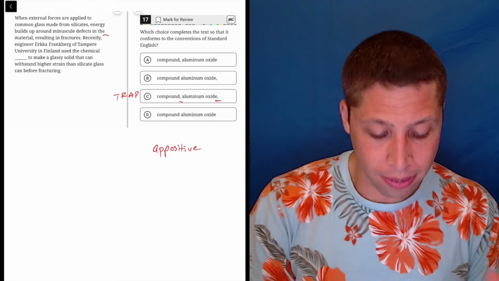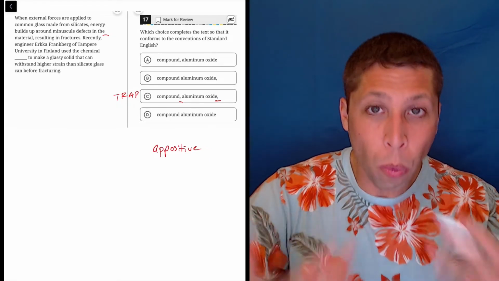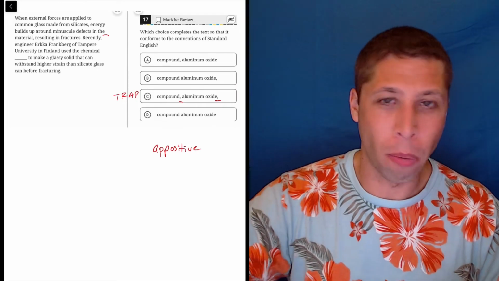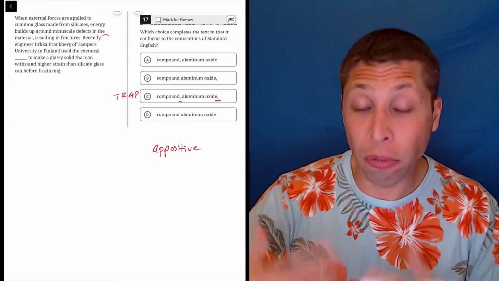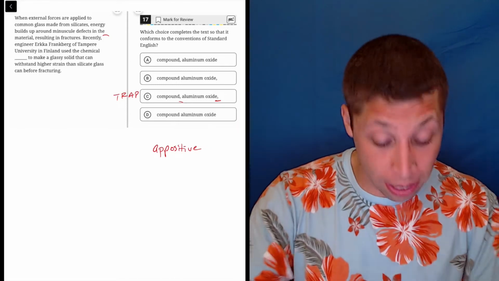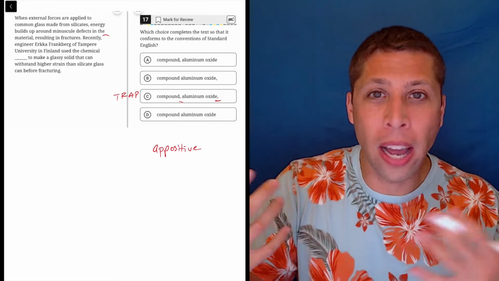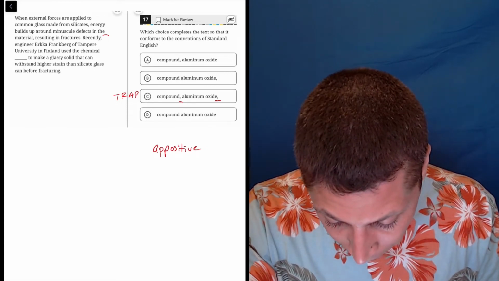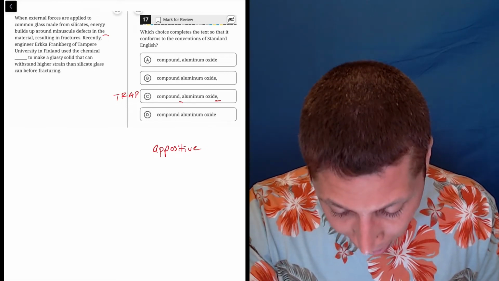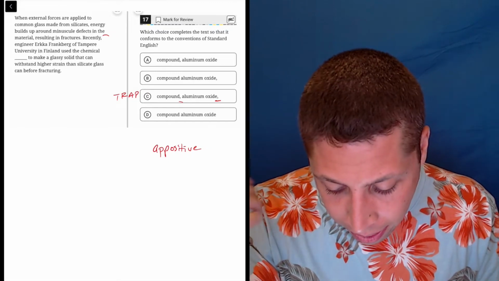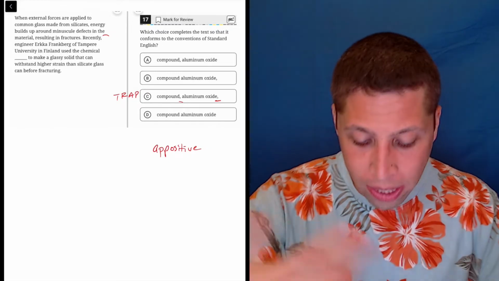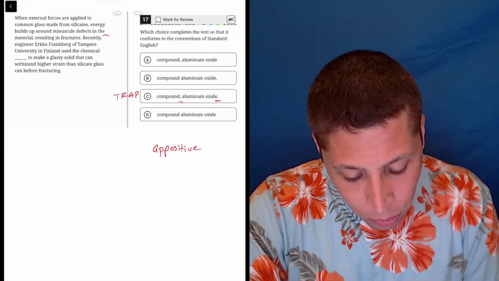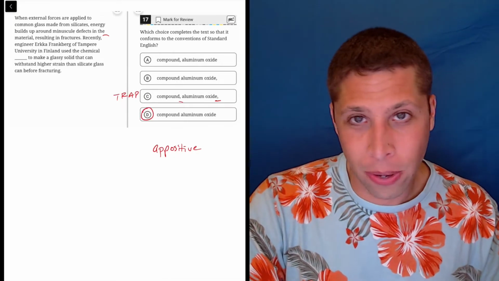The aluminum oxide part is what we're talking about. It is not an extra description of what we're talking about. It is the thing itself. So removing it from the sentence using commas like in choice C would ruin the sentence, right? Think about it without it. It would say Frankberg used the chemical compound to make a glassy solid that can withstand higher strain. Well, we need the compound. We're talking about what it is. So we don't need any commas at all, okay?